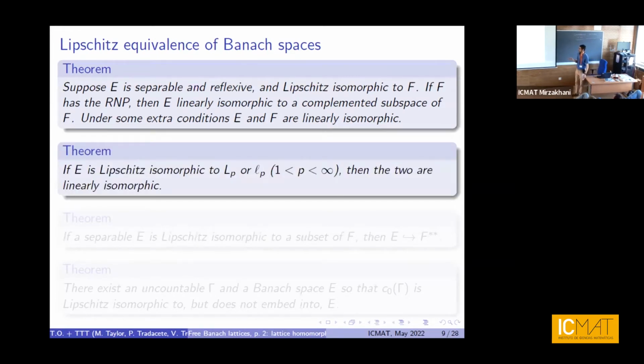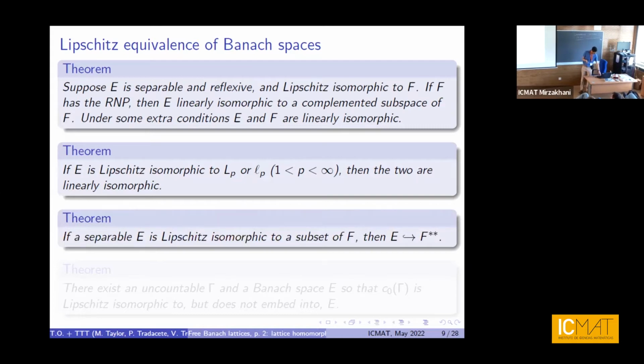In particular, this happens when F is either capital L_p or little l_p. So if E is Lipschitz isomorphic to either little or capital L_p, then the two spaces will be linearly isomorphic as well. However, in general, here is also another result: if E is Lipschitz isomorphic to a subset, and it doesn't have to be a linear subset, of F, then E actually embeds linearly into F double dual.